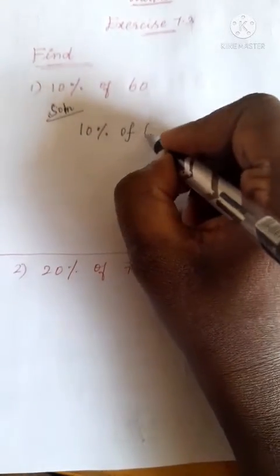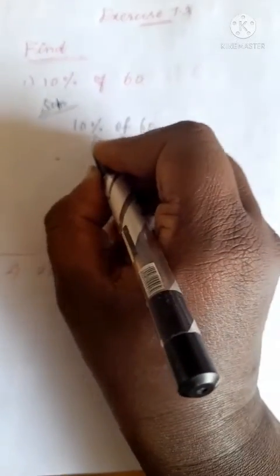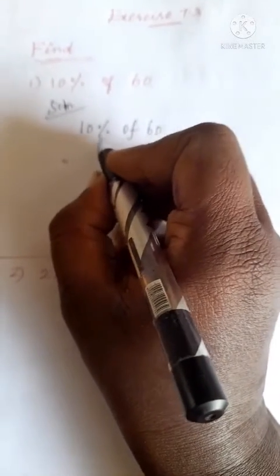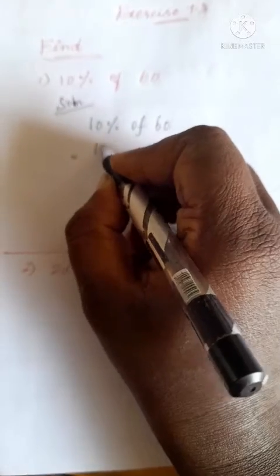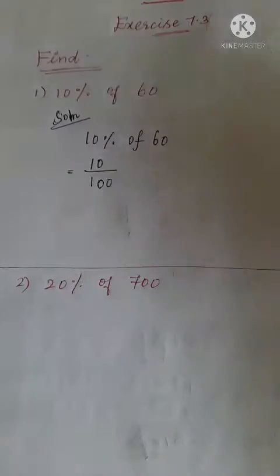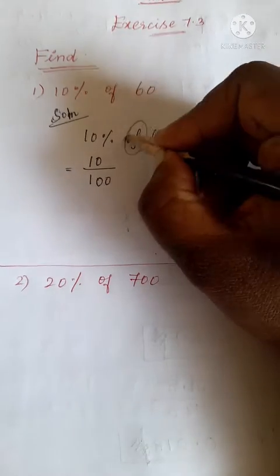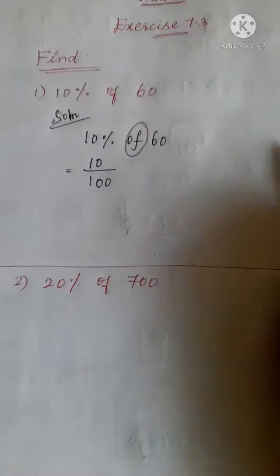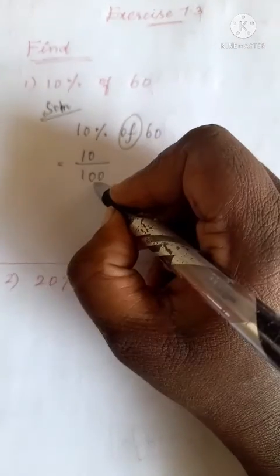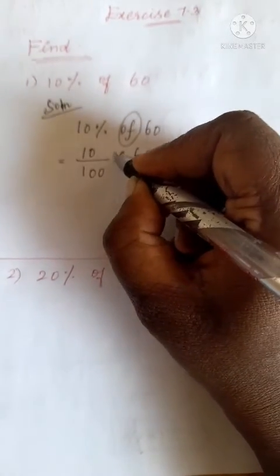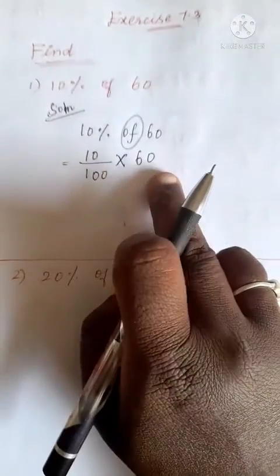10% of 60. 10%, you know how to write this. 10% we can write as 10 by 100. Okay, in mathematics, OF means it is a multiplication. Okay, the multiplication symbol has to come. 10 by 100 into 60.